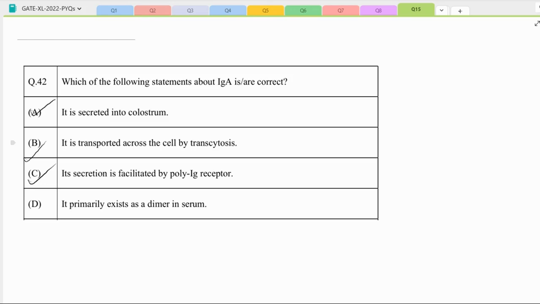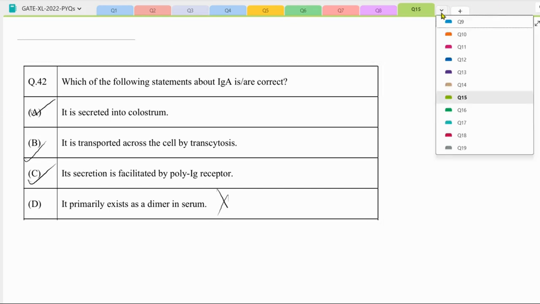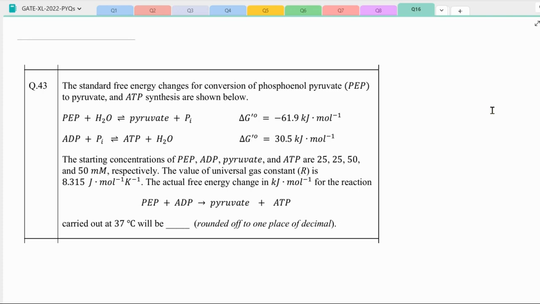Only in secretions like sweat, saliva, mucus, etc., it exists as a dimer. So this is incorrect. However, the other three statements are correct, so those have to be ticked. Moving on to the next question.